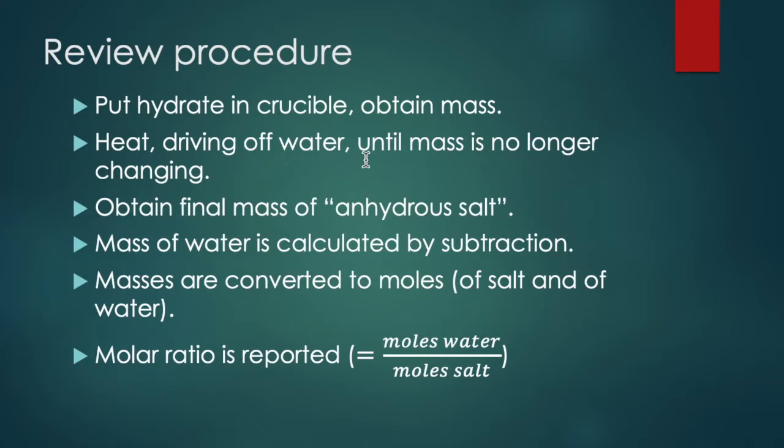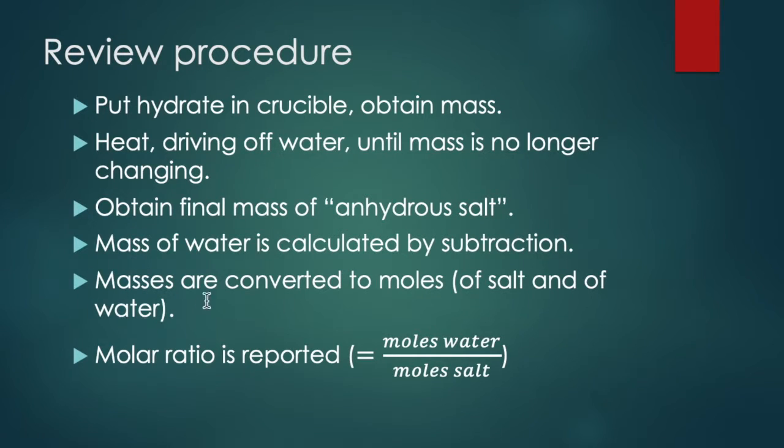And we heat it several times just to make sure that all the water is gone, and then when the mass is no longer changing, we obtain a final mass. We call this the final mass of the anhydrous salt, anhydrous meaning it no longer has water molecules inside its crystal structure. The mass of the water is going to be calculated by subtraction because we do not capture the steam that is driven off, and so we cannot weigh it directly.